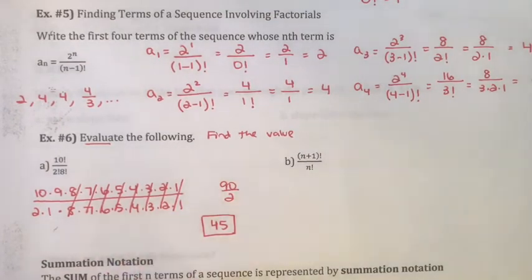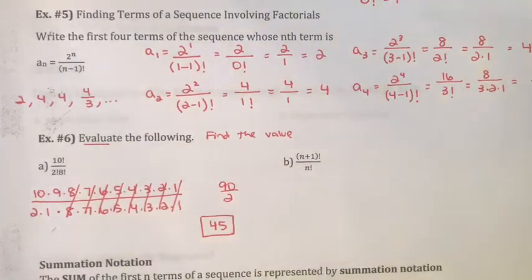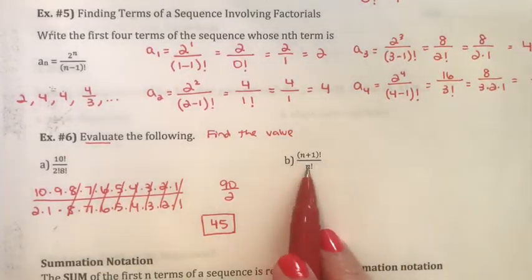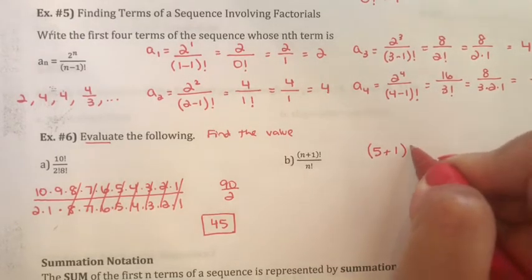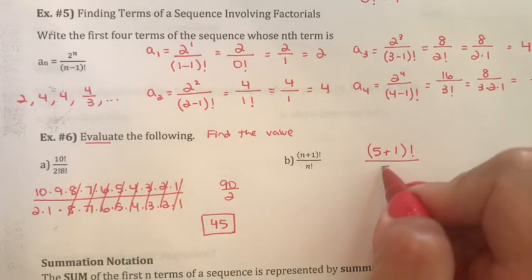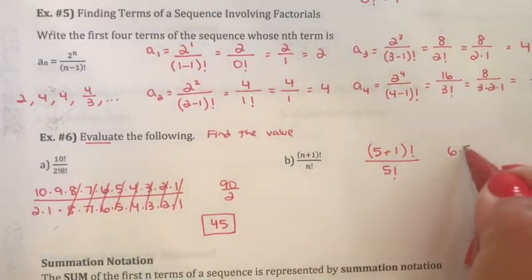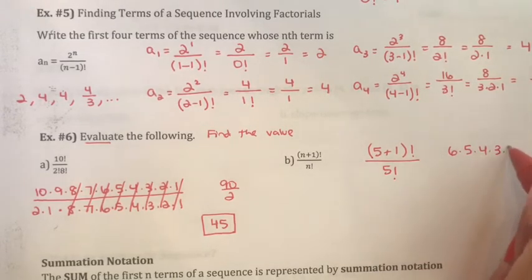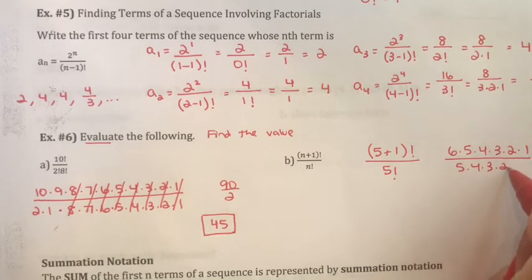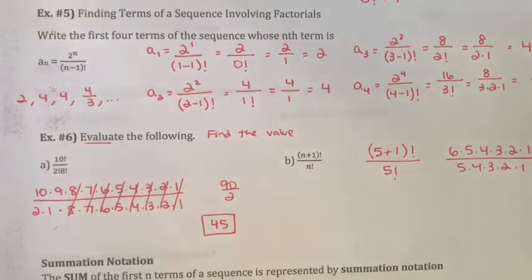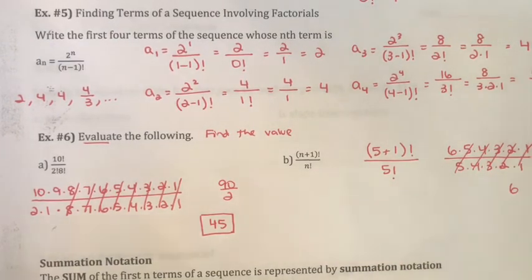So a lot of times you're going to see things cancel out. Now, when we have something that has variables in it, what would happen if I were to put a number in? Let's say I put 5 in. 5 plus 1 factorial over 5 factorial. That means we're starting with 6, 5, 4, 3, 2, 1 over 5, 4, 3, 2, 1. So what ends up happening is we're left with 6.